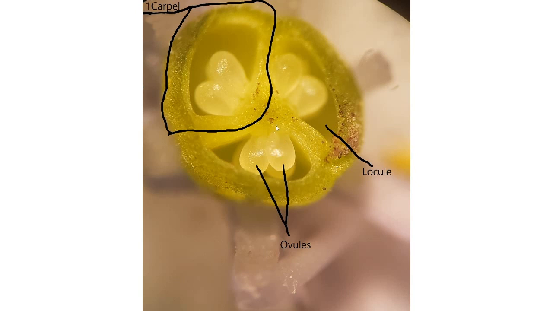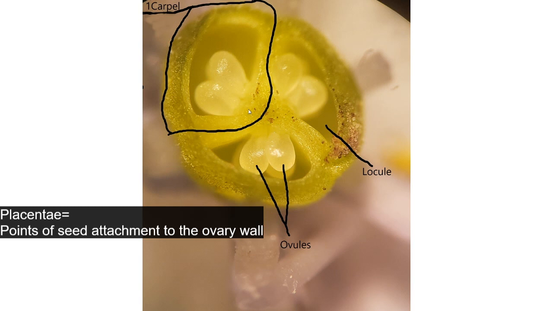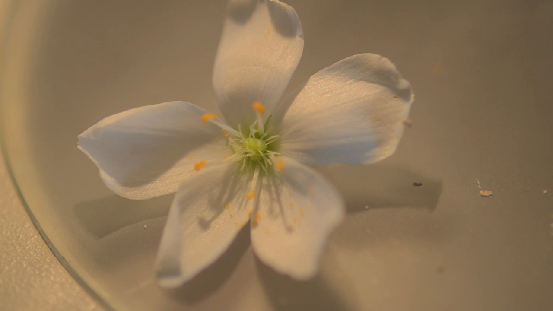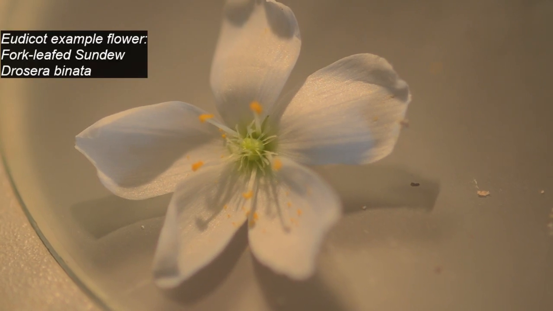So here, these ovules, the ends that are actually attached to the mother plant, are right here. These are what we call the placentae. They're not really obvious in this plant, but this is a type of placentation called axile placentation. All right, so this is an example of a dicot. So this is an example of a Eudicot flower.